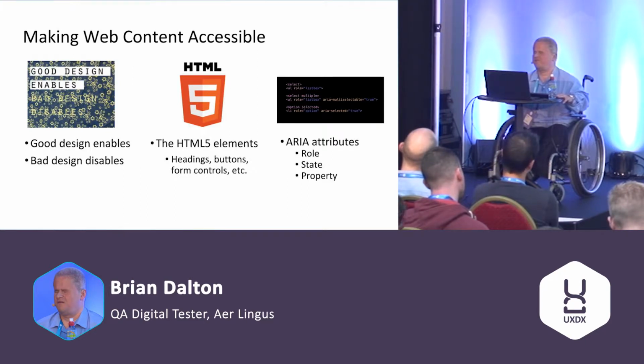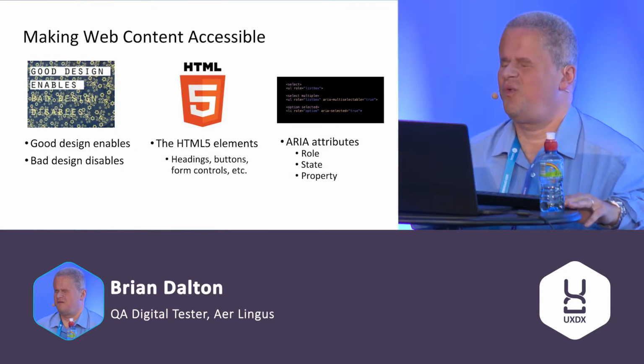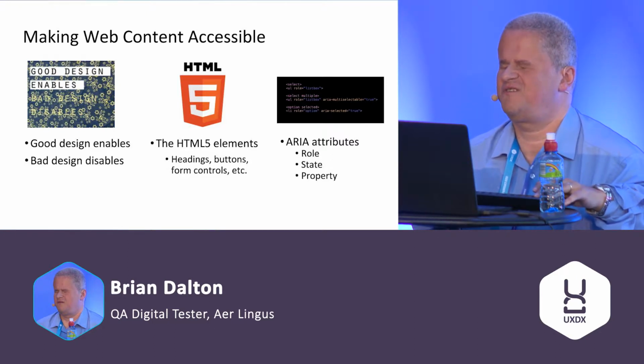And all graphics and symbols should all be labeled as well, to tell the screen reader user what the image that's in front of them on the screen is. That's what I mean about making web content accessible. So what I have up there is good design enables, bad design disables. So obviously if you've got good HTML5 content built in from the get-go, you're on a winner straight away.